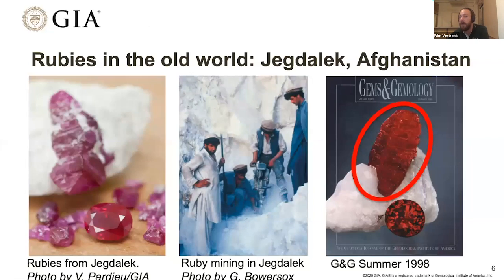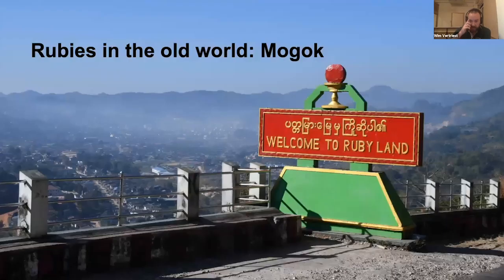And Mohawk, Myanmar is the source that I want to discuss next. This is a picture that I took when you come into Mohawk. The first thing you're greeted with is a big sign that says, "Welcome to Ruby Land." And I think that just says it all. Mohawk is Ruby Land. It is the one place on the earth where everybody breathes, eats, mines, thinks, lives rubies. Everything is about rubies in Mohawk. And that's why it's called Ruby Land.